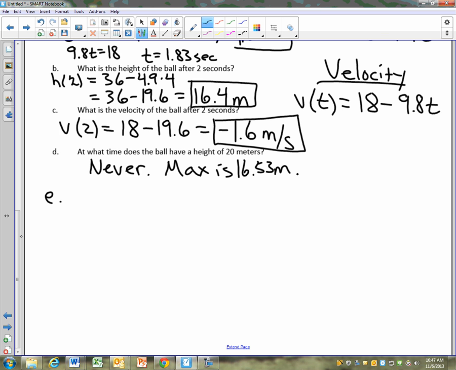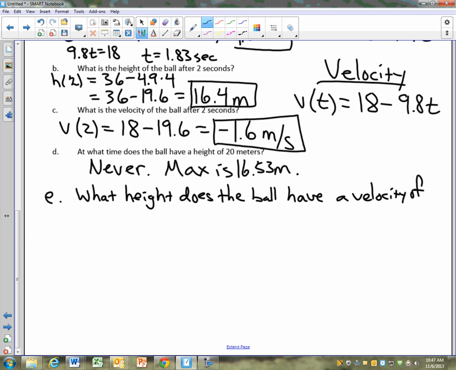Okay, one more question. At what height does the ball have a velocity of 1 meter per second?